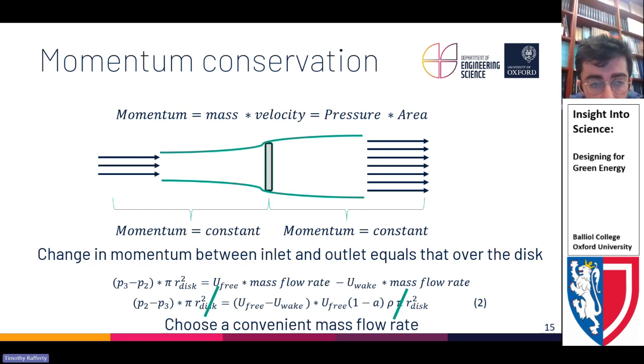So if you write that down, I've chosen a convenient mass flow rate, it will help us in the long run. And the reason is that you can quickly then cancel out these areas. You can see how we've got pi r disk squared and pi r disk squared. So I'll give you a second to write that down. This is the second useful equation that we're going to have. And if you put a Y in the chat to let me know you've had a chance to write it down, I'll move on.